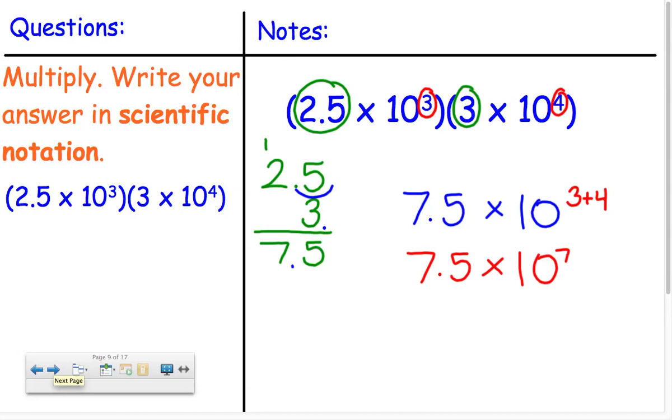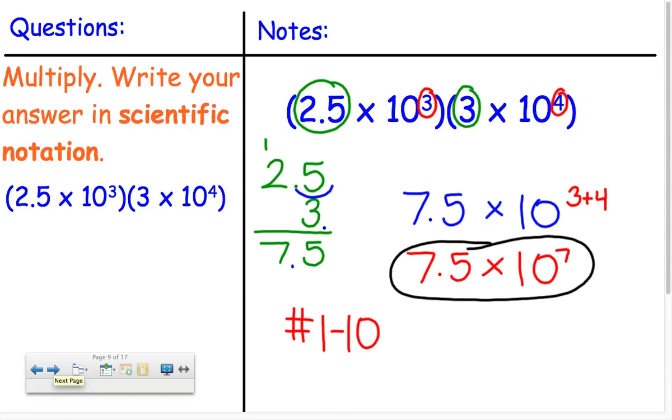The last question I have to ask myself is, is this number in scientific notation? Remember, for a number to be in scientific notation, it has to be 1 through 10, or 9.9. Yes, 7.5 is between 1 and 10. So I'm going to circle that, and that is my answer. I would have an additional step if I had a number that wasn't between 1 and 10.